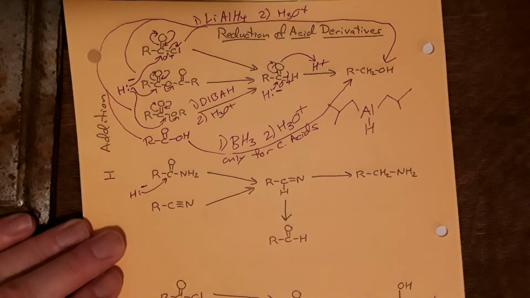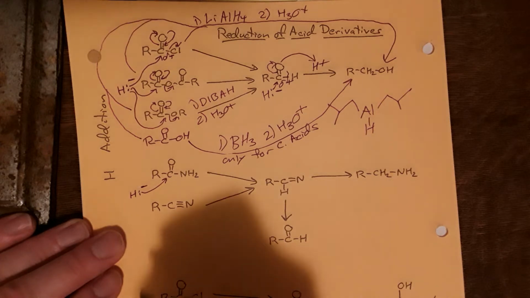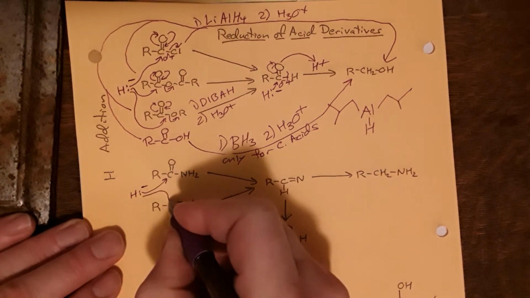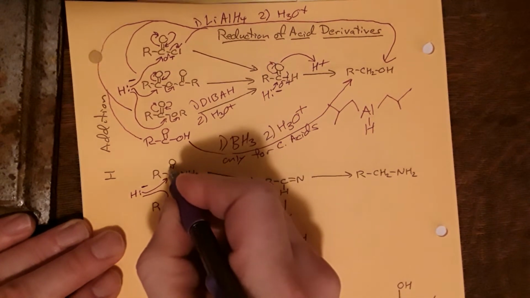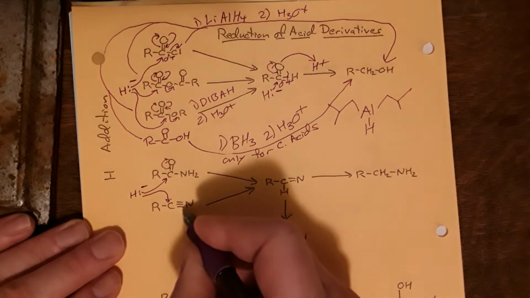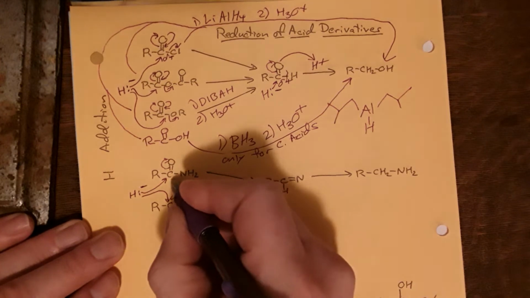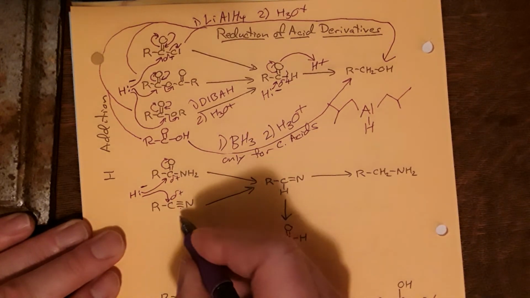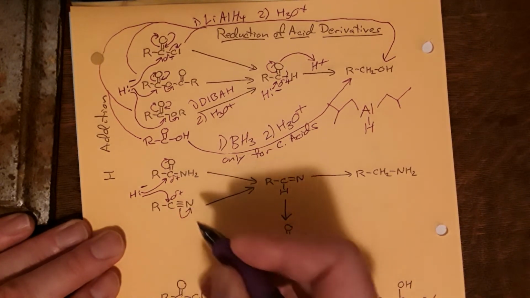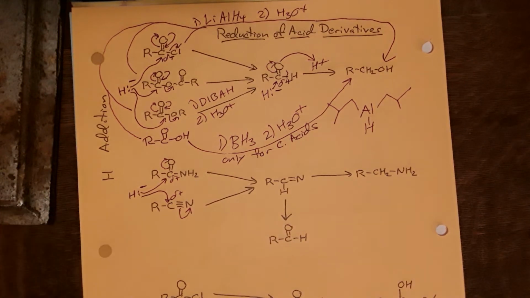And what happens in both of these cases is exactly what you'd expect. You're coming in with the hydride and adding to the partial positive carbon. So in the nitrile we have a partial positive carbon just like we do in the carbonyl, and we're kicking up the electrons onto the more electronegative atom there.